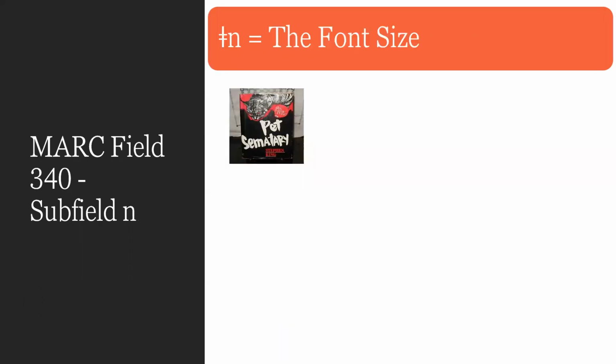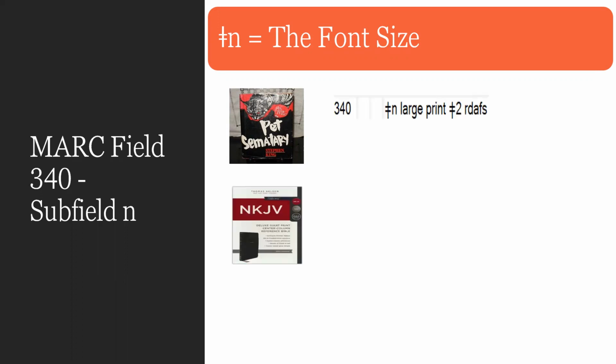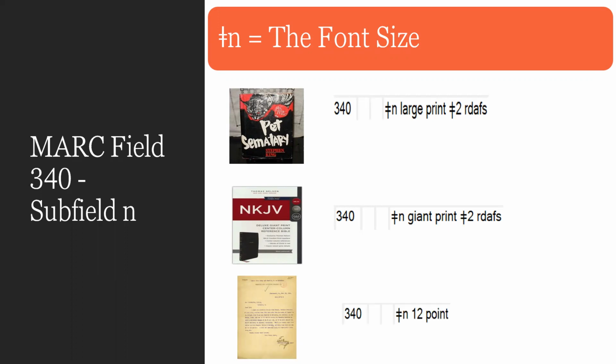Subfield N is where we record the font size, the size of type used to represent the characters and symbols in a resource. RDA registry only has 3 labels for font size. In addition to large print, there is also giant print. But you may still record information in subfield N if you have an item that doesn't fall under any of those descriptors. Here we have a typewritten letter where it is noted that it was typed with a 12-point font. Here we can go ahead and put our 340 subfield N. Note that it was 12 points, but we omit our subfield 2 in this case.